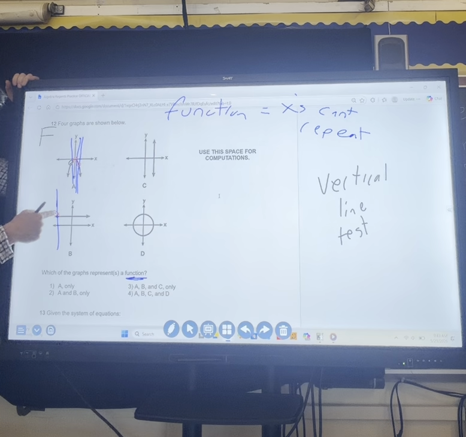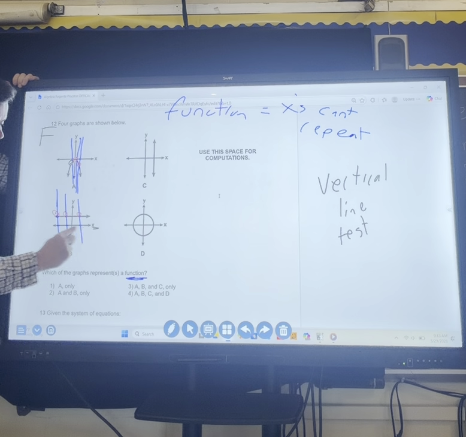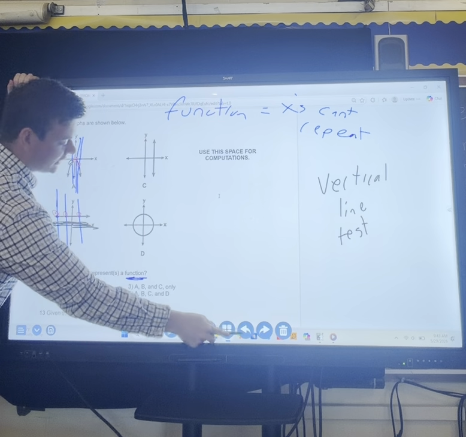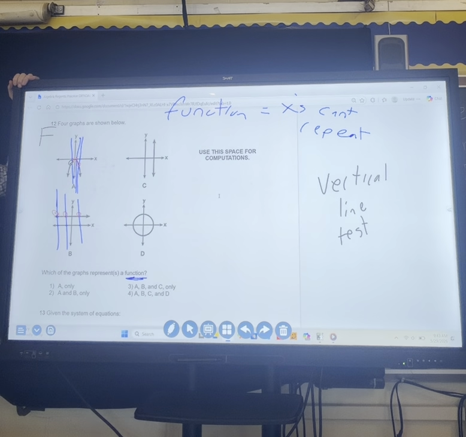If I draw a straight line, only touch it once. Only touch it once. Don't get fooled by this x-axis. That's not the graph. The graph is this line up here. And it only touches it once, which means it's a function.